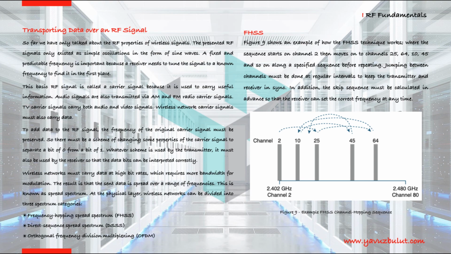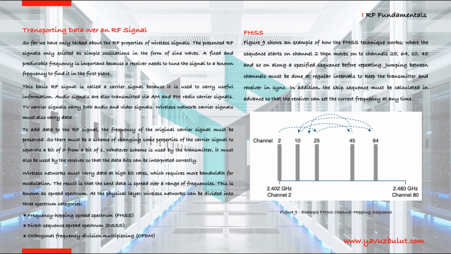Wireless networks need to carry data at high bit rates that require more bandwidth for modulation. As a result, the data sent is spread over a range of frequencies, also known as spread spectrum. Wireless networks at the physical layer can be divided into 3 spectrum categories. The first is known as frequency hopping spread spectrum, FHSS, the second is known as DSSS, and the third is known as orthogonal frequency division multiplexing, OFDM. OFDM is the most used spectrum model today. Let's look at FHSS first.